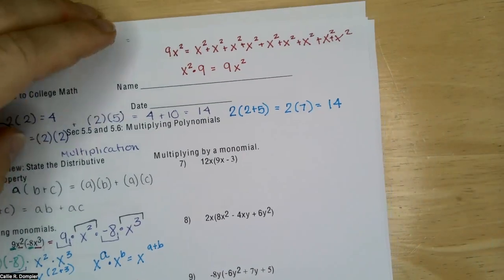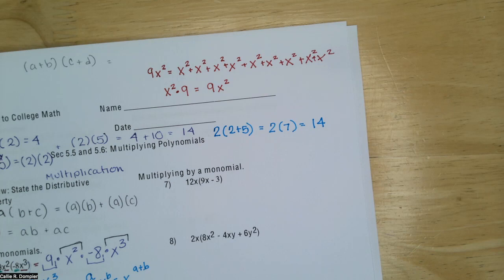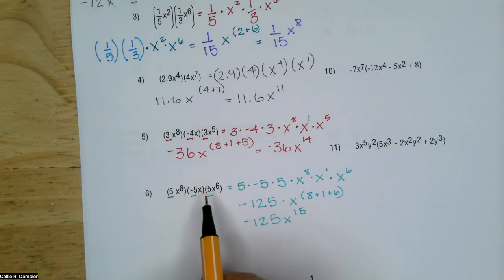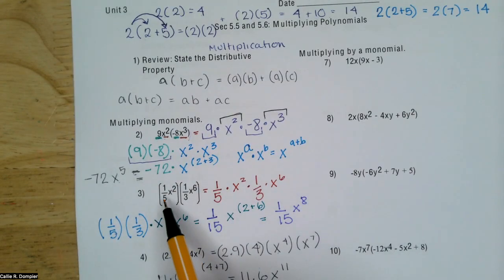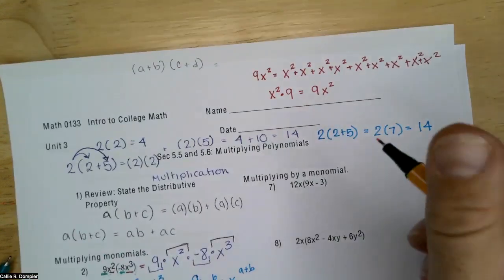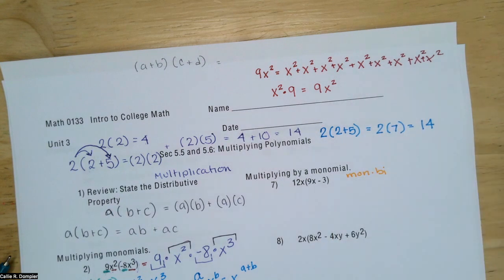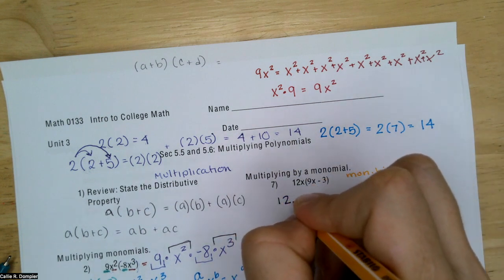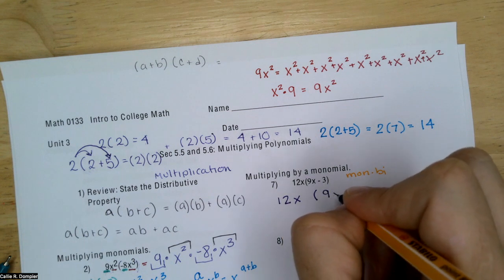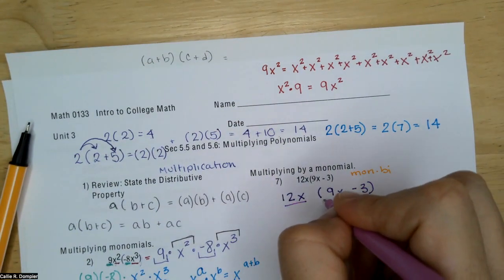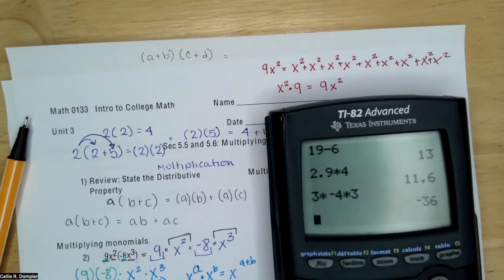Good. Okay. We're still multiplying by a monomial. But now, this was monomial times monomial times monomial. These were just monomial times monomial. Now we have a monomial times a binomial. You're going to use the distributive property very carefully, okay? That 12x is going to get multiplied times 9x and times negative 3, okay? So 12x times 9x, those are both positives. 12 times 9 is 108.